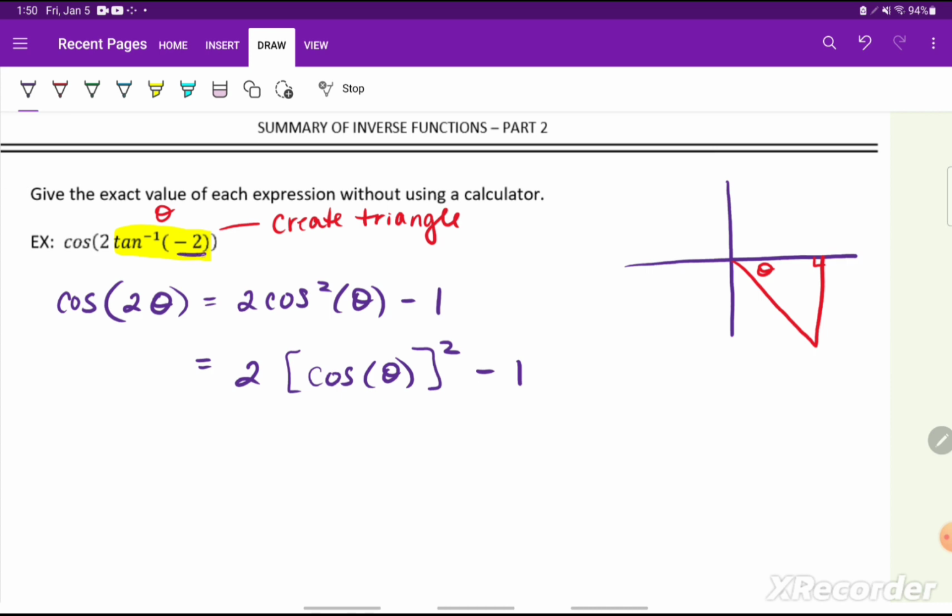The tangent of this triangle is -2. I always like to think of it as a fraction. So tangent is opposite over adjacent. So our opposite side is going to be -2, and our adjacent side is going to be 1. We want the cosine value of this triangle. That's going to be adjacent over hypotenuse. So we'll have to do Pythagorean theorem to get the hypotenuse of this triangle.